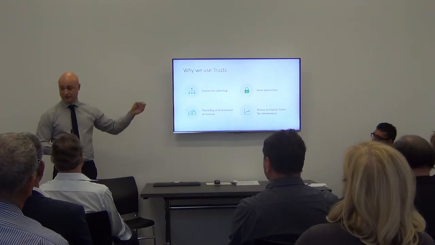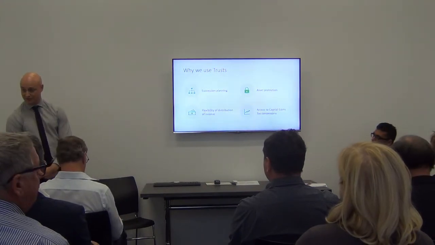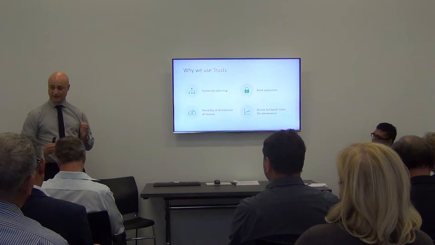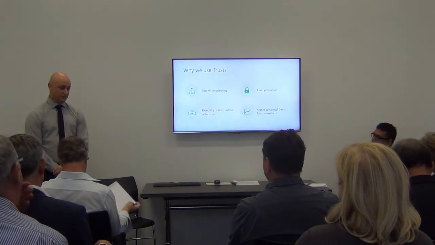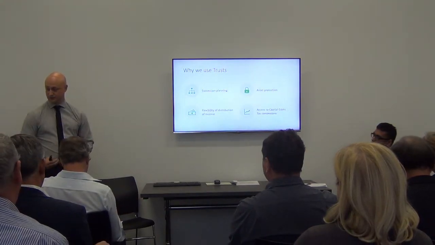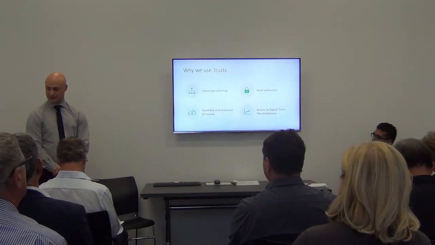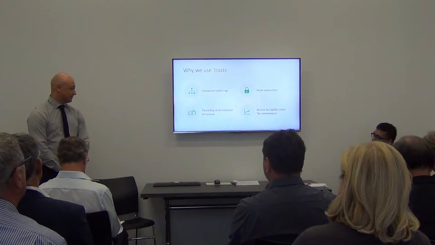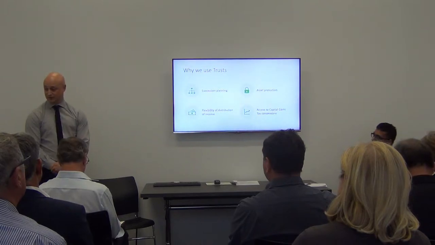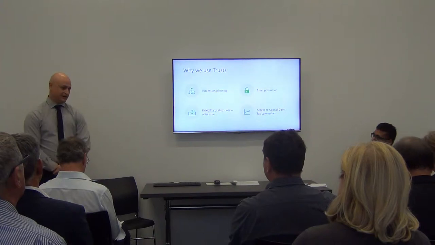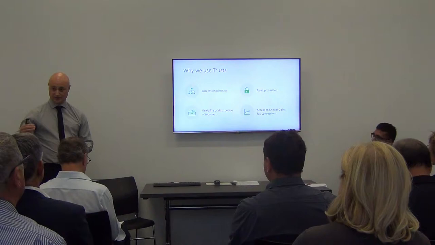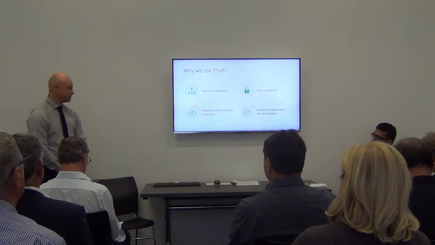Asset protection. I would imagine most people are aware that a trust is for asset protection, so you put a lot of assets, particularly for people in high-risk occupations and businesses, into trusts, so that their personal assets are all protected. Flexibility of distribution of income: you may distribute to a range of beneficiaries, as the previous slide showed, may distribute to beneficiaries on lower tax brackets, and really split the tax liability amongst a lot of family members.